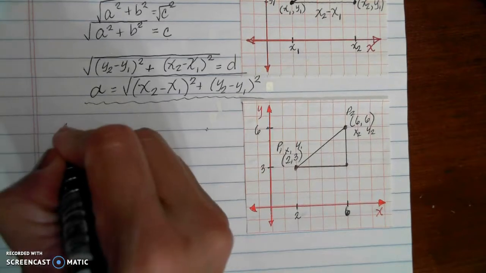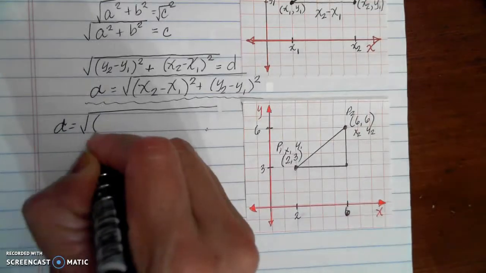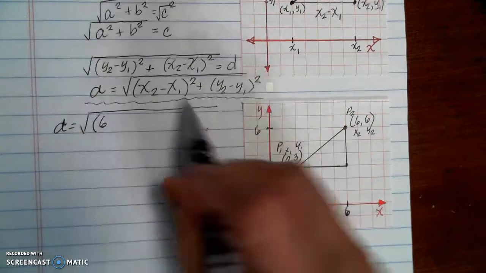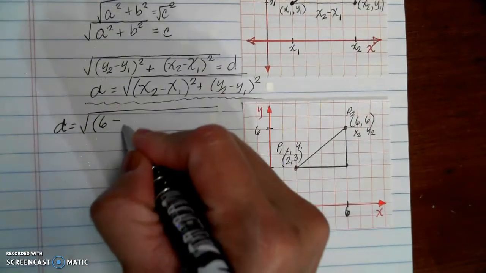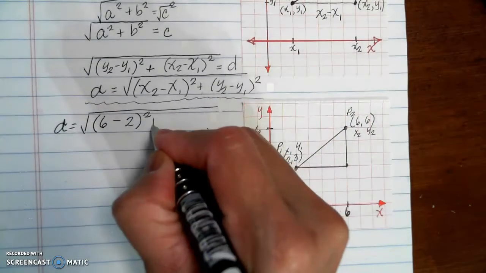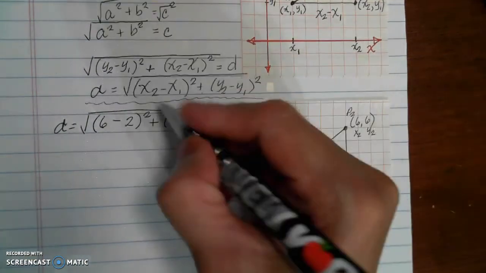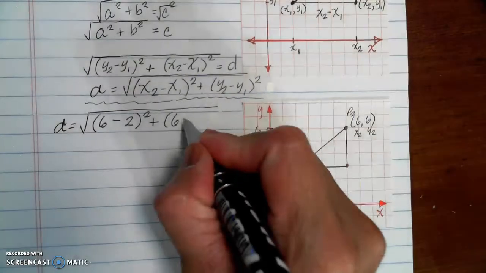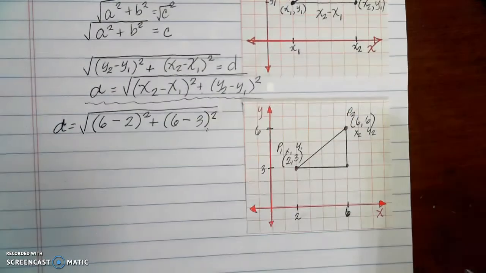So the distance between these 2 points would be X2, which is this 6, and it says minus. I'm just going to copy that down. X1 says 2. I'm just going to copy that down, and then copy down the squared, copy down the plus. Those will not change, and then put the parentheses again. My Y2 again is a 6, and then my Y1 is a 3. So copy down the minus sign, and then that's a 3. And then copy the squared because that is part of the formula.